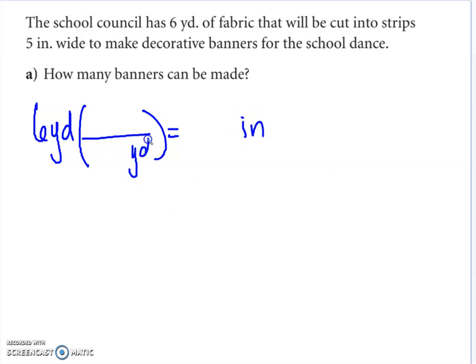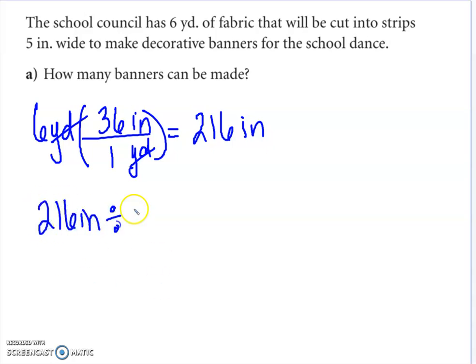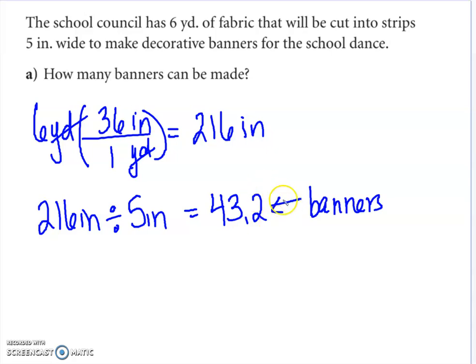So we need to cancel out yards and end up with inches. And there's 36 inches in 1 yard. So I'll multiply 6 by 36 to get 216 inches. And then we know that each banner is going to take 5 inches to create. So I'm going to divide this by 5 to figure out how many of those banners I could make. So it's giving me 43.2 banners, but I cannot have 0.2 of a banner. So really I can create 43 banners.